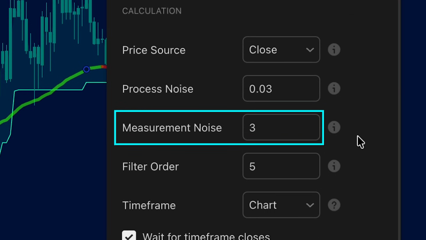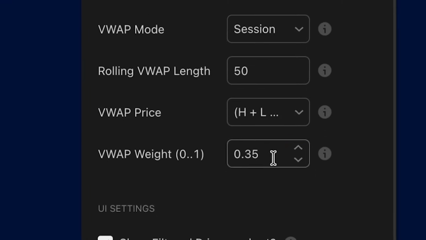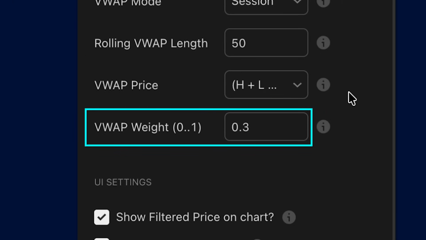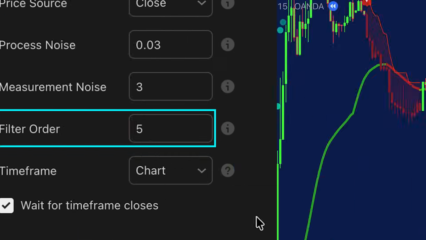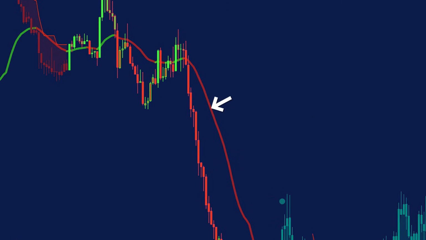Then set measurement noise to 3 for normal use. Next, set VWAP weight to 0.3 to balance both price movement and volume influence. Finally, set filter order to 5 for reactive short-term filters that catch institutional moves early.